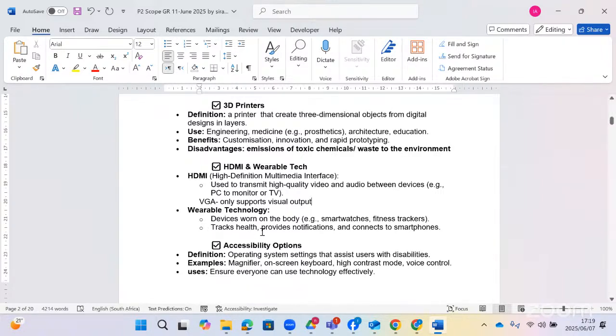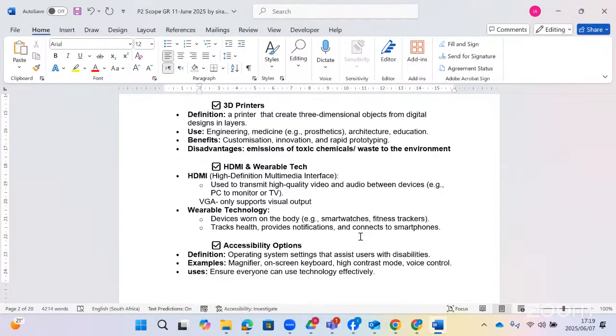Then the wearable technologies. These are the devices that are worn on our bodies, like smartwatches, fitness trackers, smart glasses, and others. There are so many of them available. Now, they track our health, provide notifications, and connect to smartphones. So these are the wearable devices. You must know the advantages as well.